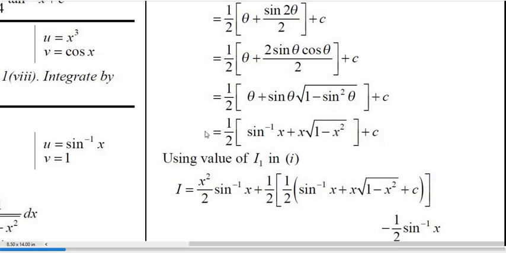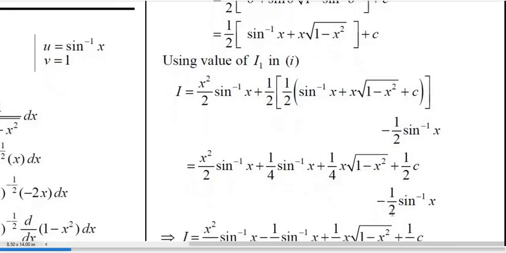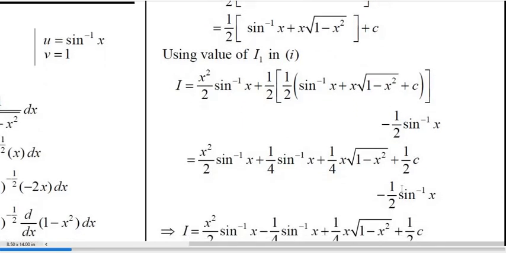Now putting this I1 value in equation number 1, which is I is equal to x square upon 2 sin inverse of x plus 1 by 2 into the value of I1, which is 1 by 2 sin inverse of x plus x square root of 1 minus x square plus a constant of integration, minus 1 by 2 sin inverse of x as it is. Which is also equal to x square divided by 2 sin inverse of x plus 1 by 4 sin inverse of x plus 1 by 4 x square root of 1 minus x square, plus 1 by 2 c, minus 1 by 2 sin inverse of x as it is.